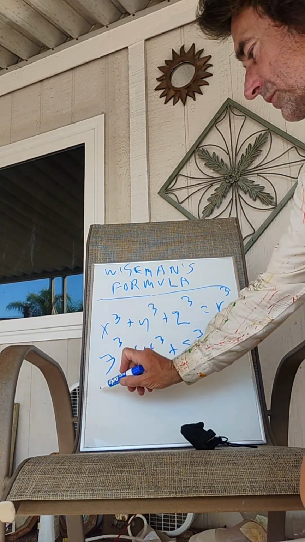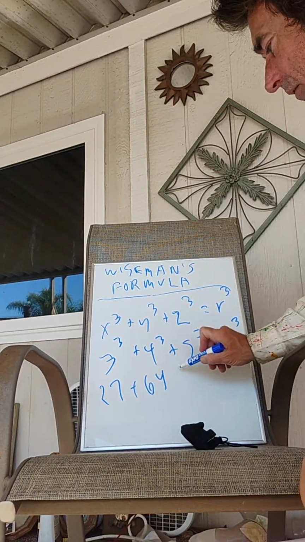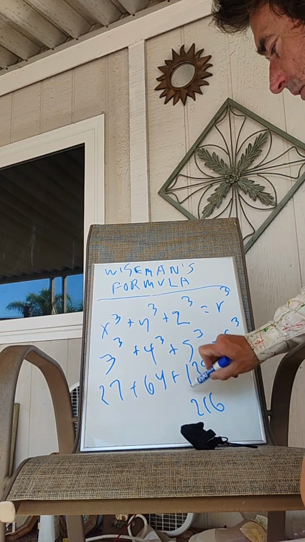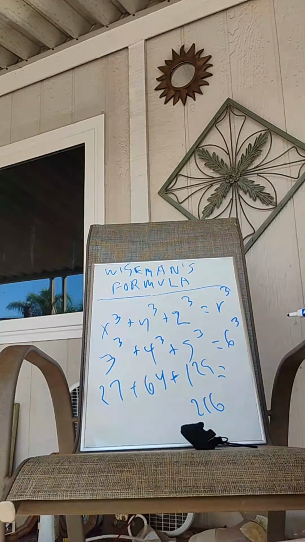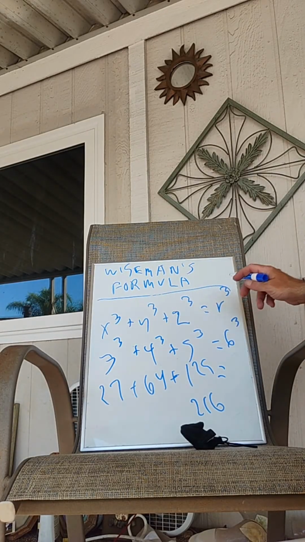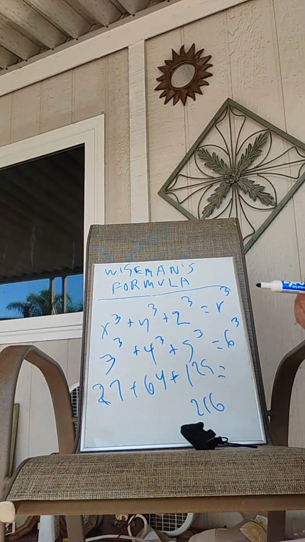Well, 3 cubed is 27. 4 cubed is 64. 5 cubed is 125, and the total is 216, which in fact is 6 cubed. So this actually works for x equals 3, y equals 4, z equals 5, and r equals 6. It actually works, and I've never seen that. And then after I figured it out, I wanted to see how original it was, because I'd never seen it in any of the books I studied in school. No one ever told me about it, and I figured it out first.